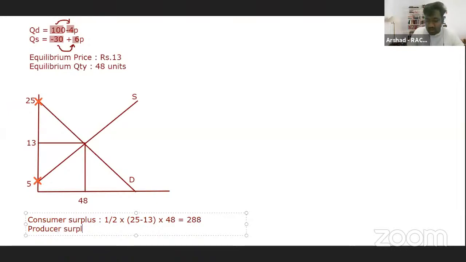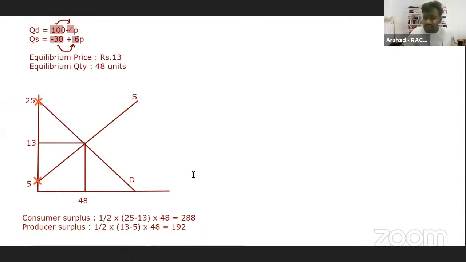Then our producer surplus. These are unit number 2, so I'm not showing all methods. It's half into 13 minus 5 into 48. So we get how much? 192 or 144? People give me different answers. 192, right. That's 192. Now this is all unit number 2.